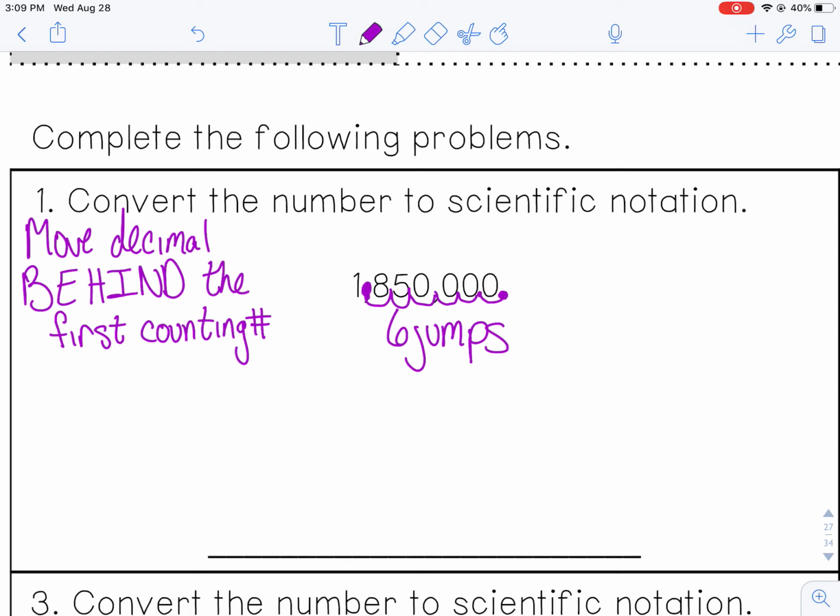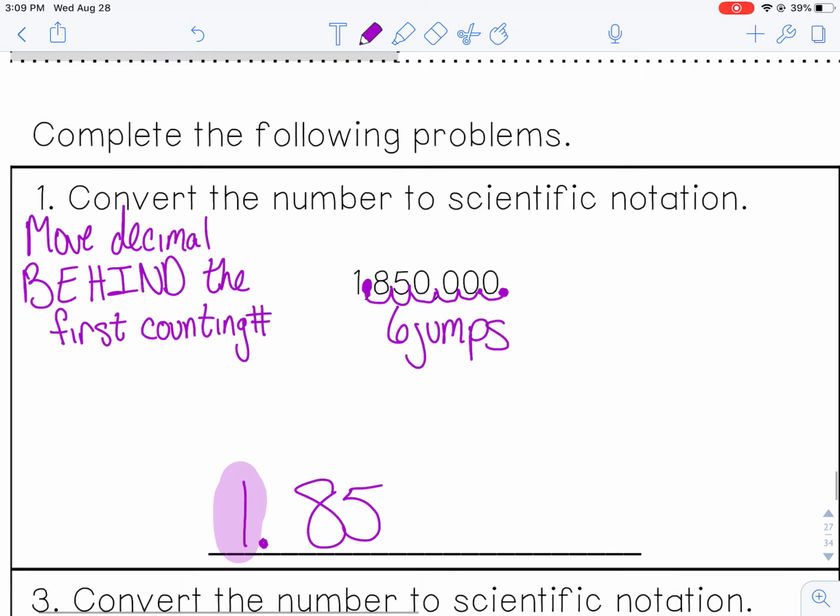So I took 1,855,000 and turned it into 1.85. We have to make sure that there's only one number before that decimal. The number of jumps, the number of times that I moved that decimal, becomes my exponent. So those 6 jumps are going to go right there, right up top of the 10.